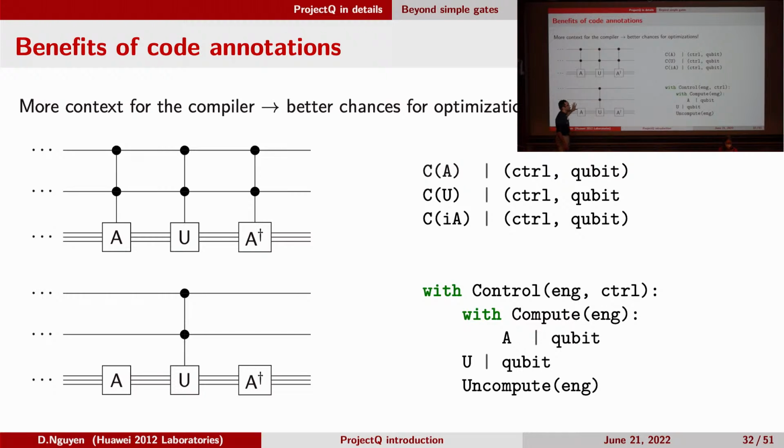But if you use these constructs, you allow the compiler to actually optimize your code and make sure that, for example, A and A dagger are not controlled on the qubits, because it's not actually needed.